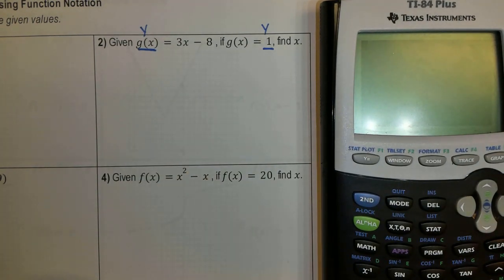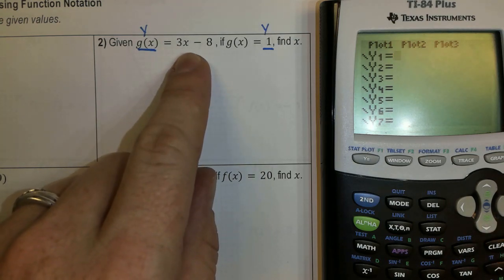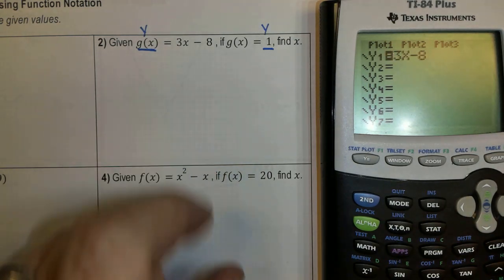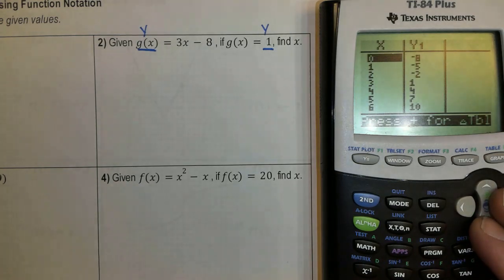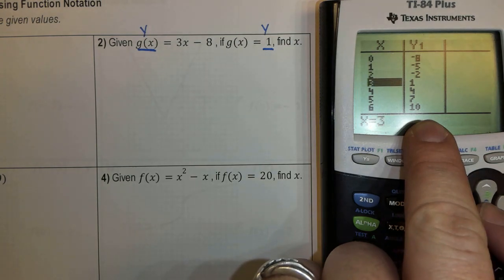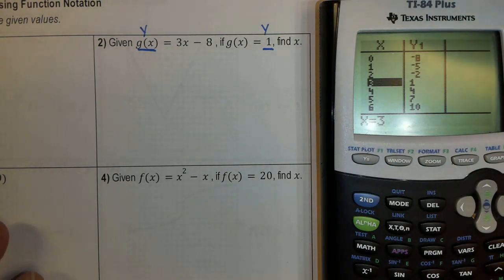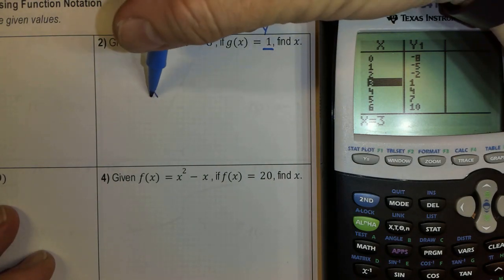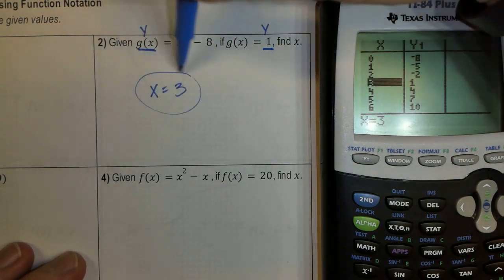So if you want to do this in the calculator, I'm going to go to y equals. If there's anything there, clear it out. I'm going to type in my equation or my function 3x minus 8. Okay. Once that looks the same, so this is very similar to yesterday, I can do second graph. And because I know this is y, I want to find 1 on the y, which is right here. And then I just write my answer, which is 3. So it says find x. I can do x equals 3. And that's it. That's my whole answer.